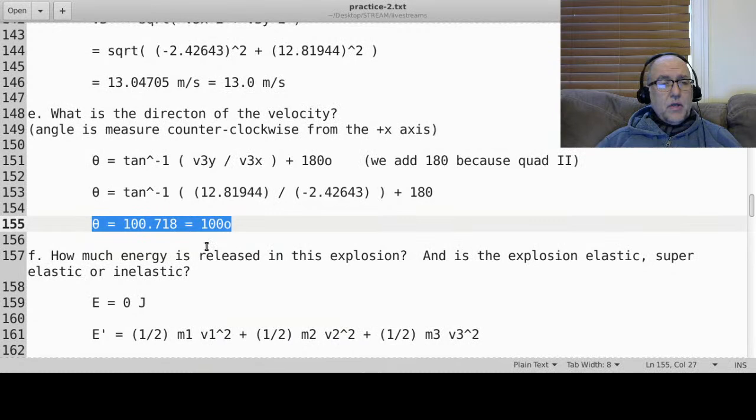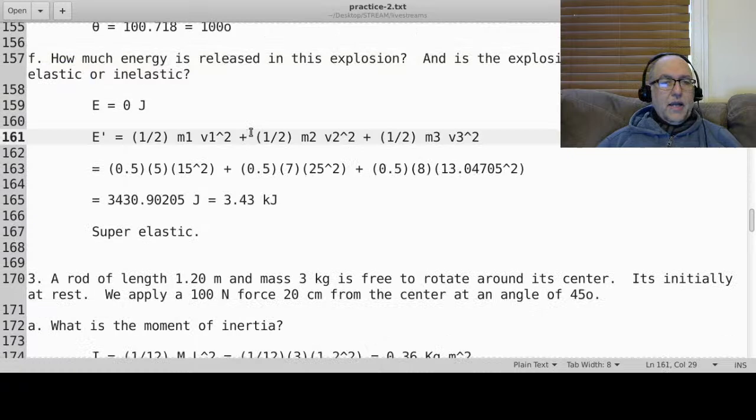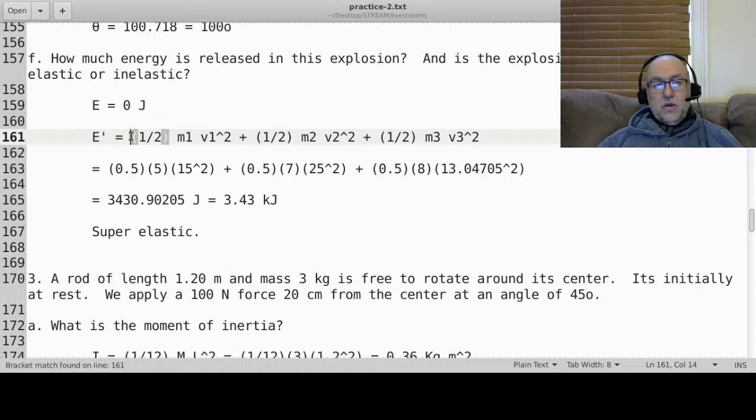Last question: how much energy is released, and is it elastic, superelastic, or inelastic? Well, we know right away it's superelastic because it's an explosion. And the energy before is zero. Again, the 20 kilogram mass is just sitting there. The energy after, just add up 1/2 mv squared for all the three pieces. So here's 1/2 mv squared for the first piece, for the second piece, and for the third piece. Magnitudes only, don't worry about direction, so that's 15, that V2 is 25. V3, what is that? That's what we found right here.